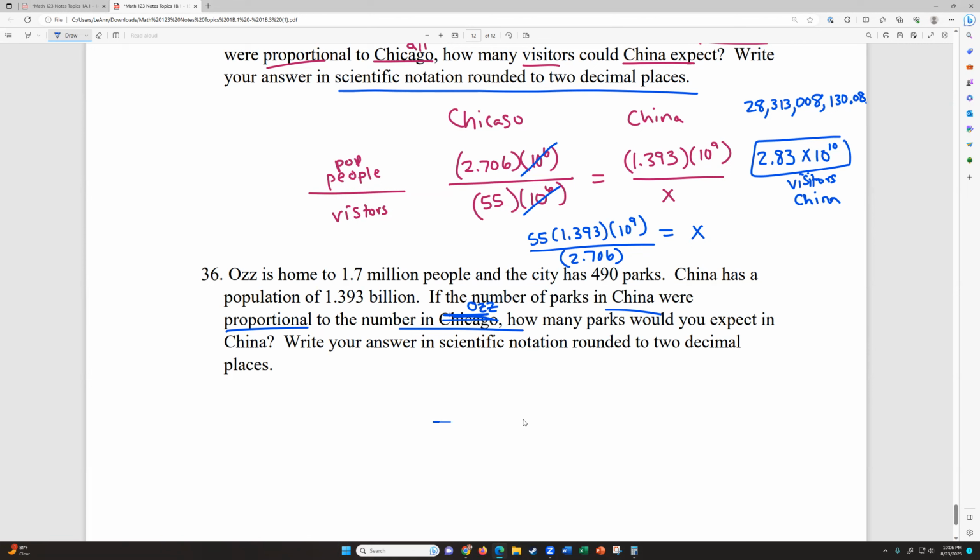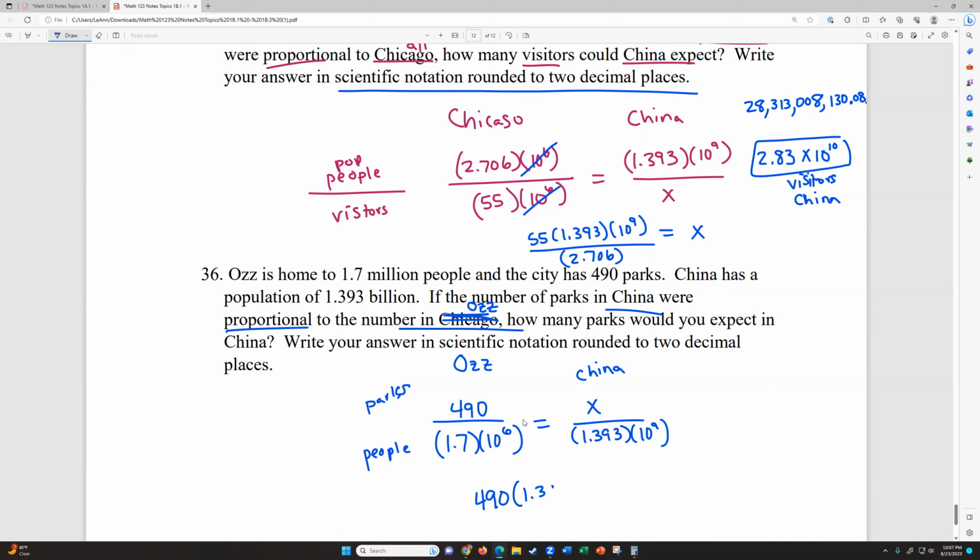So that means we're going to use everything we know about Oz, which is the parks over people. And we know that that is 490 parks and 1.7 times 10 to the 6. I'm using the 10 to the 6 because this is billions and this is millions. They're not going to cancel. I don't know the number of parks in China, but I do know that their population is 1.393 times 10 to the 9th. Okay, notice no 10 to the 6 that can cancel here. So we're going to have to just cross multiply with all of our numbers. So I usually do the diagonal that has all numbers first. So 490 times 1.393 times 10 to the 9th equals 1.7 10 to the 6th times x.